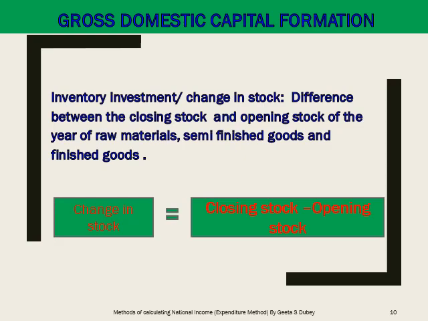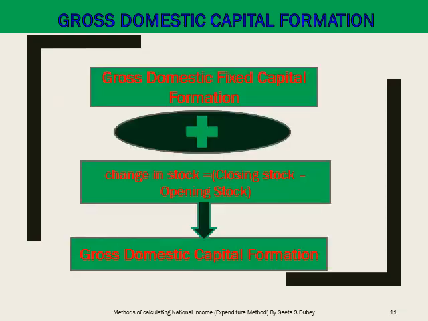These unsold goods are added to the closing stock, but the closing stock also contains unsold output of the previous year in the name of opening stock. Children, opening stock is nothing but the closing stock of the previous year, which is carried forward to the next accounting year. Therefore, by deducting opening stock from the closing stock, we get the unsold output of the current year. And by adding this to the gross domestic fixed capital formation, we get gross domestic capital formation.